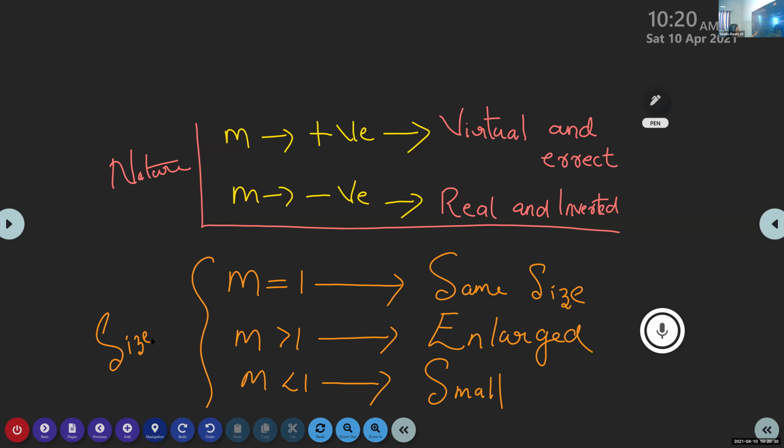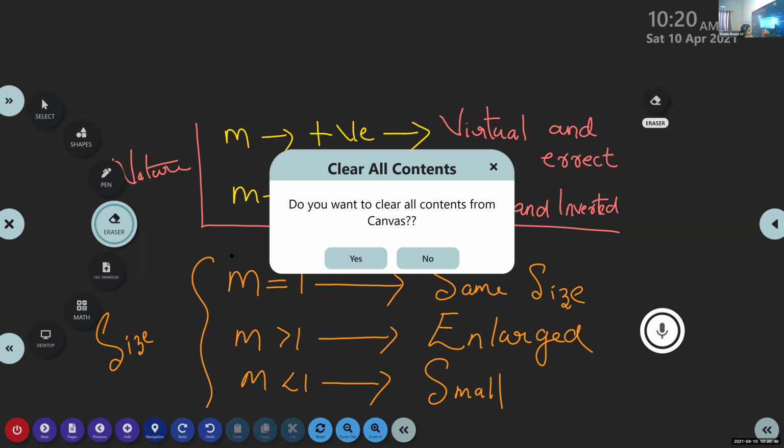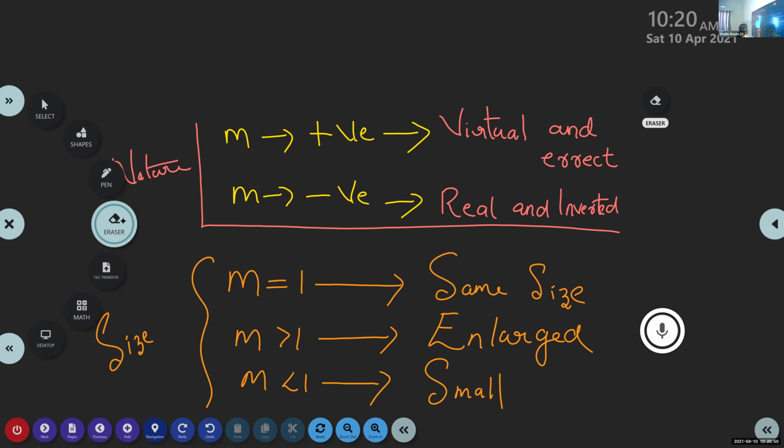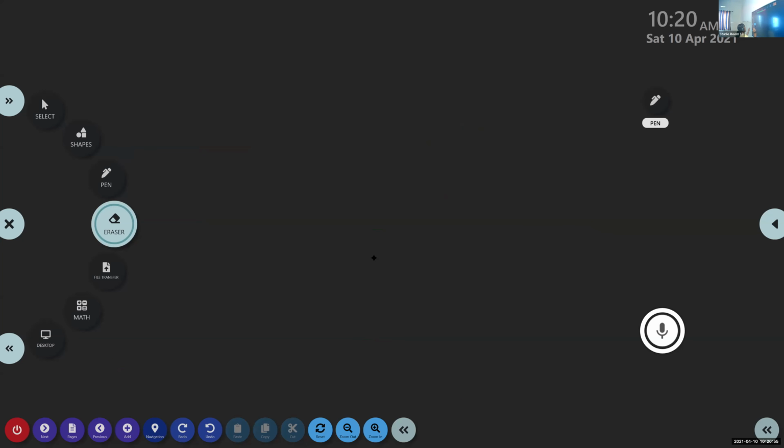Is it clear? Yes, ma'am. Okay, all right. Now we have the next topic. Actually, all these topics are exactly the same in the case of mirror. That is why we can cover it easily. If you find it is very fast, you can remind me, then we can reduce the speed of the class. Is it very fast? No, ma'am.